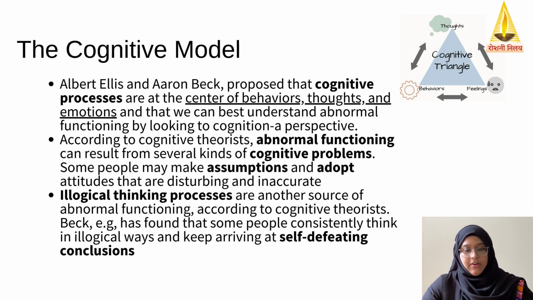Then we talk about the cognitive model. Here the cognitive theorists talk about how the way we process our thoughts, behavior, and emotion can lead to abnormality. Abnormal functioning can result from cognitive problems if we have assumptions or adopt attitudes that are inaccurate, or if we have an illogical thinking process, with self-defeating conclusions. Cognitive theorists say this could lead to abnormal functioning.